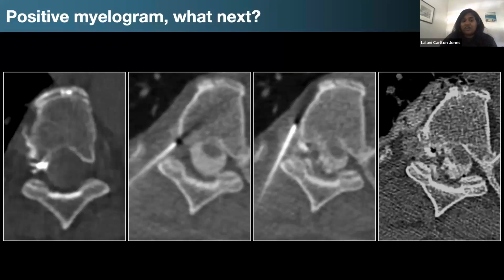Once you've found the site of the leak, it's possible to treat some of them within 20, 30 minutes, if you're using a fibrin glue technique, giving patients the same day diagnostic and treatment service. And David's going to talk about that more in his talk.